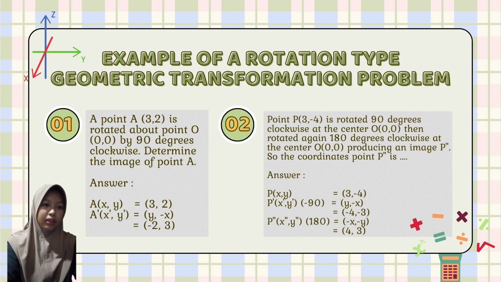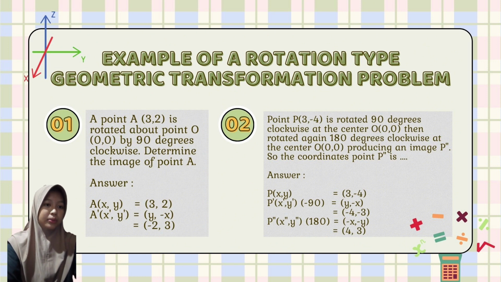Next, an example of a rotation type geometric transformation problem. For number 1, a point A, 3.2, is rotated about point O, 0.0 by 90 degrees clockwise. Determine the image of point A. Answer: A x, y equals 3.2. A x, y equals y, minus x. So we get minus 2.3.